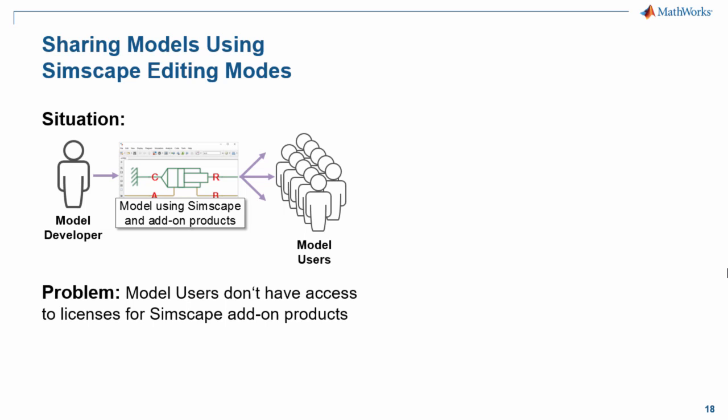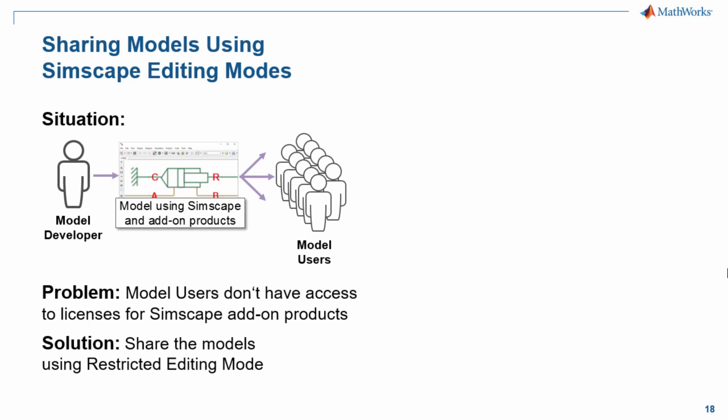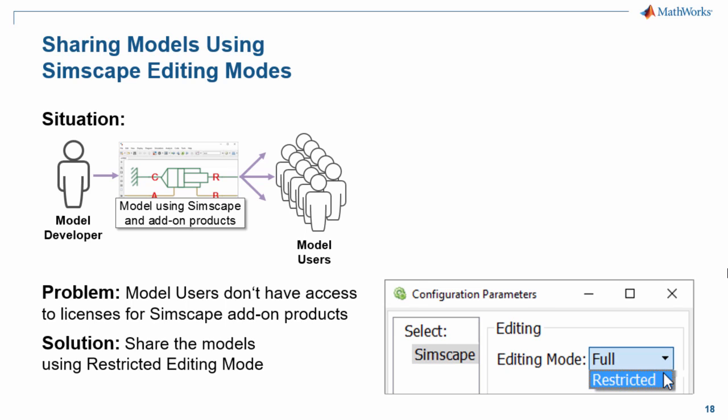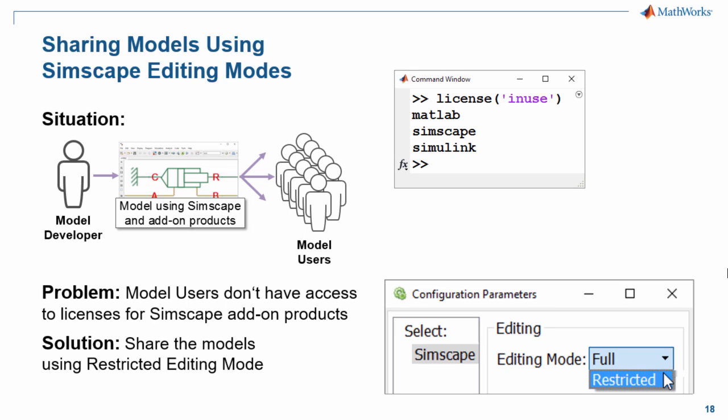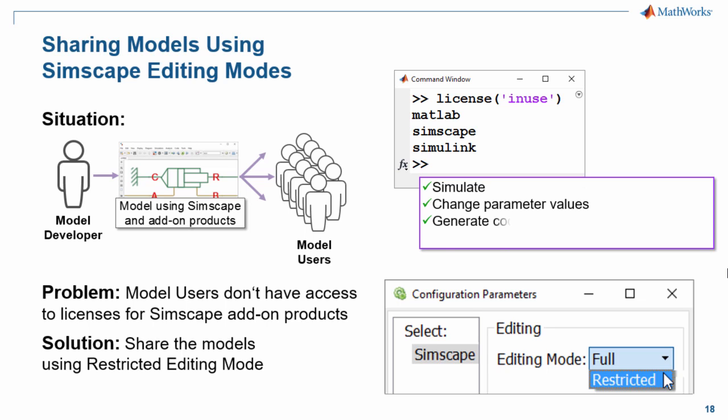We're going to make it possible for the model users to use this model by sharing the model in restricted mode. Models that are opened in restricted mode do not require licenses of the Simscape add-on products. However, model users can still do many standard tasks, such as run simulations, change parameter values, and generate C code. I'll now switch over to the model so you can see how this is done.